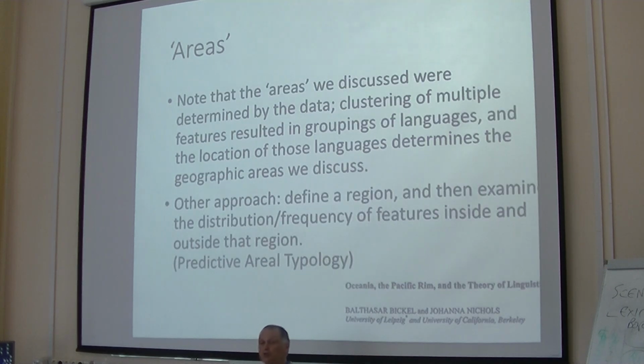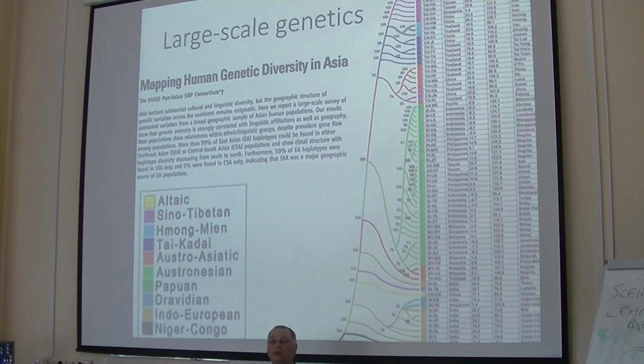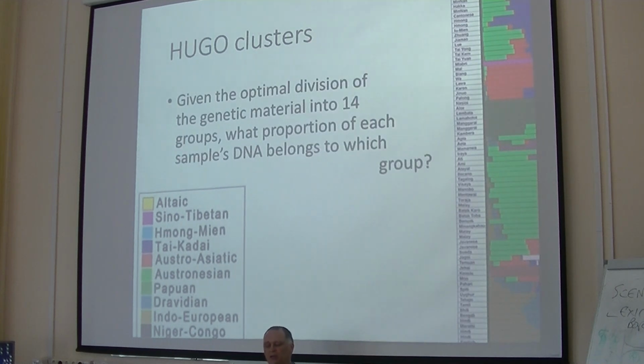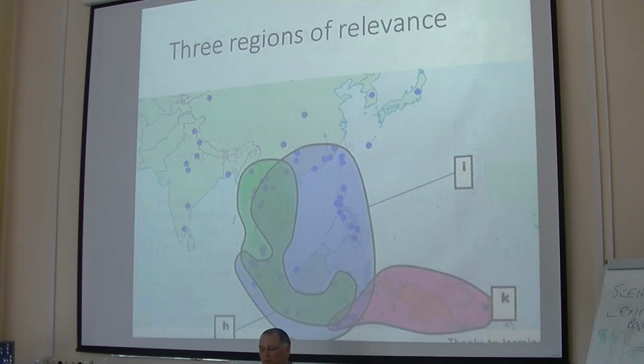So, as I said, those areas were areas that just emerged from the analysis. Another thing we can do, predictive areal typology, developed by Balthazar Bickel and Johanna Nichols, is to define a region on some non-linguistic grounds and then examine the distribution of properties in it. One controversial approach is to take the biggest genetic sampling we know from East Asia. All of those languages were then assigned Altaic, Sino-Tibetan, Tai-Kadai, or Austronesian factors as part of their SNP DNA. The ones relevant to us for the part of the world we've just been looking at are groups H, I, and K, which have that distribution.